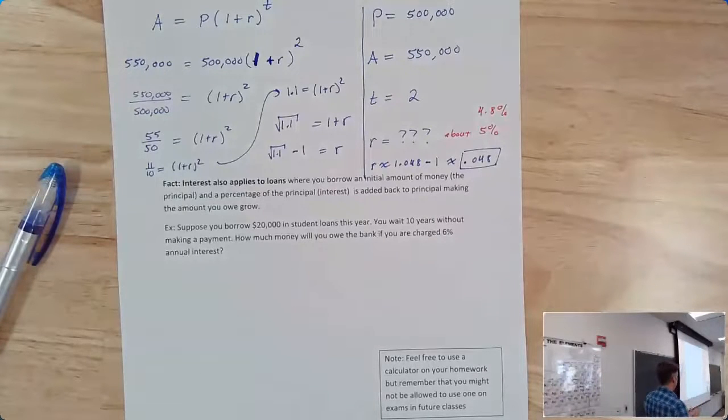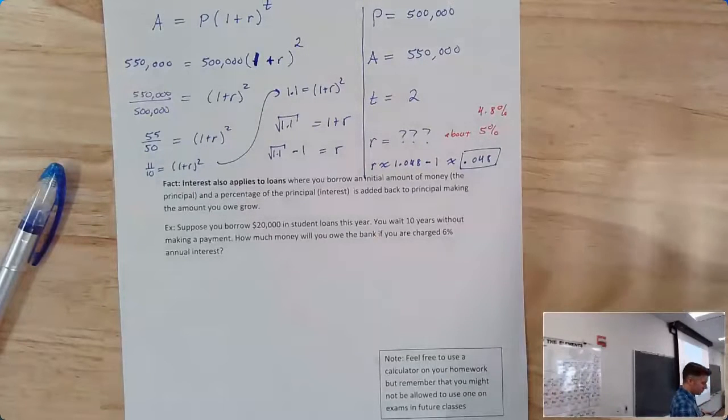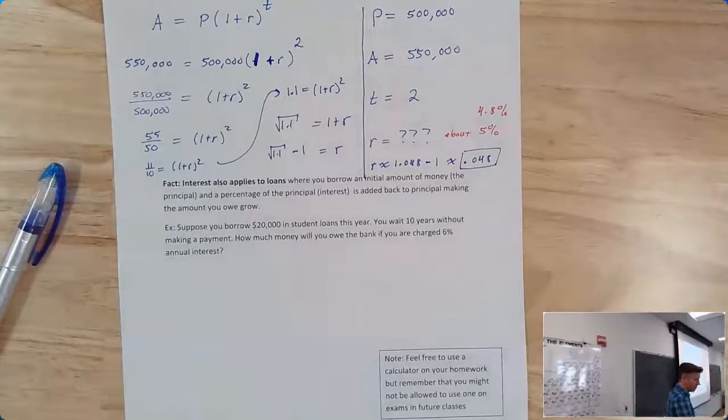Often this idea of compounding interest, because that's really what we're doing, even though we're trying to avoid saying those words, applies to loans as well. When someone borrows an initial amount of money, the principal is the amount that's borrowed, and a percentage of that principal, the interest, is added back to the principal, making the amount that is owed grow. Sometimes the interest is deferred, sometimes it's not.